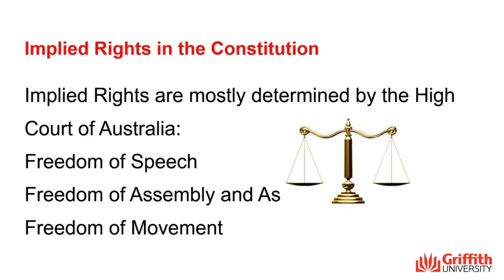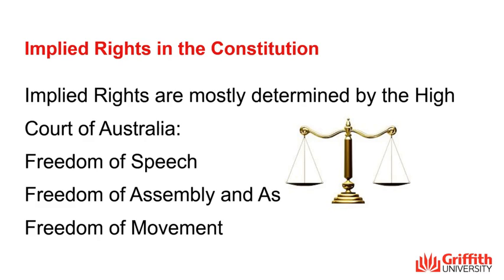However, there are some implied rights within the Australian Constitution. The first of these is freedom of speech. And in recent years, the High Court has found that additional rights for individuals may be necessarily implied by the language and structure of the Constitution.